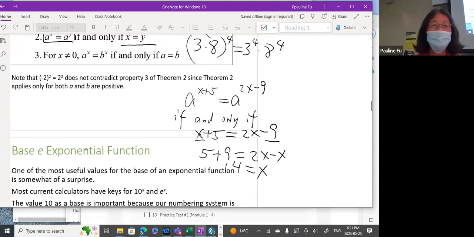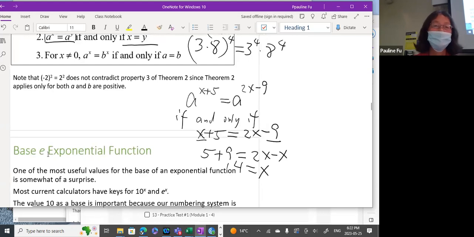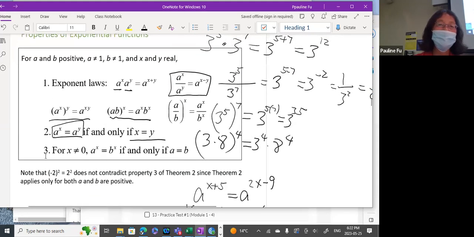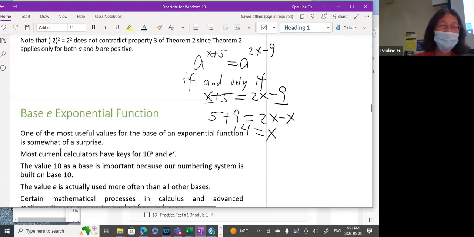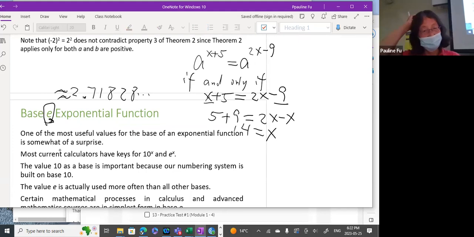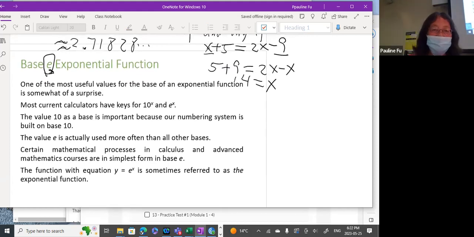I pause for a moment to see if you have any questions. Okay. So far we talked about general exponential functions, base b, and there is a special situation, base e. What is this e? This e is approximately equal to 2.718, etc. So this is the base e exponential function: y equal to e raised to power x.